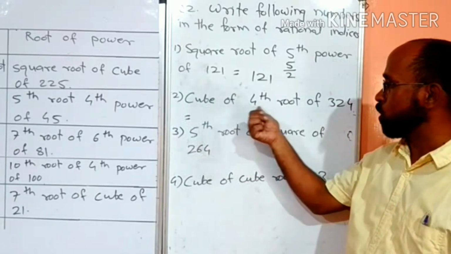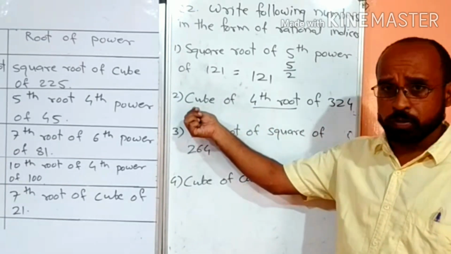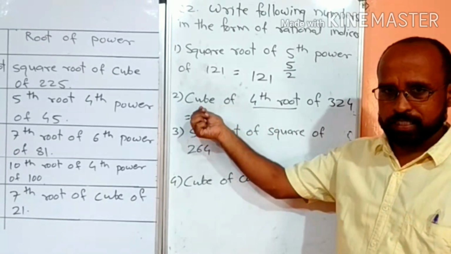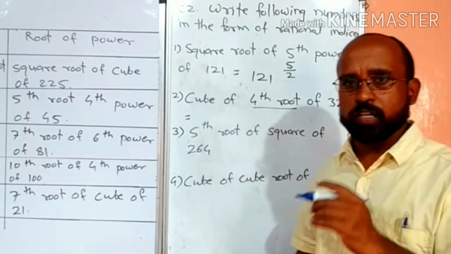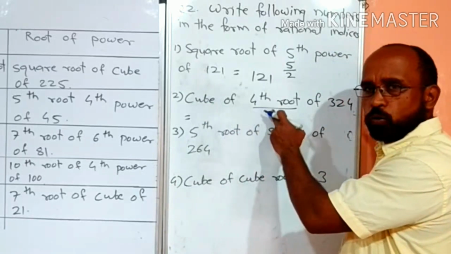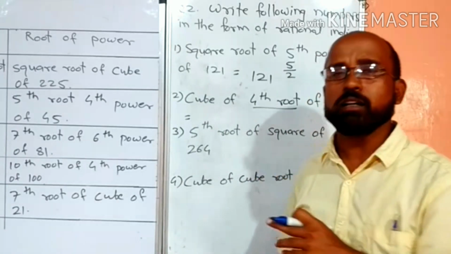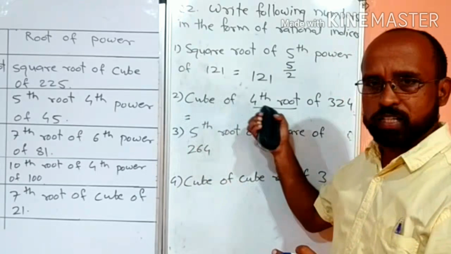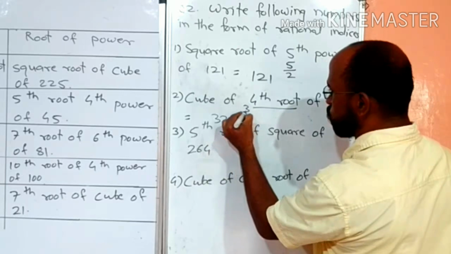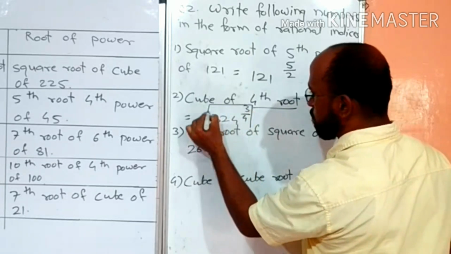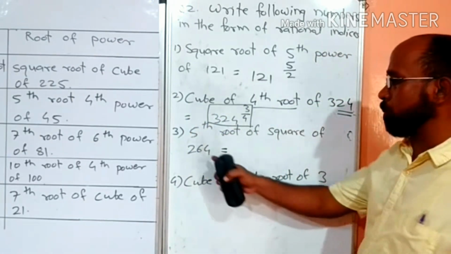Next. Cube of fourth root of 324. So root is 4. Cube of means power is 3. Cube, whenever index is 3, we denote it as cube. So power is 3 and root is 4. Means index will be 3 upon 4. Power comes in numerator and root comes in the denominator. So index is 3 upon 4. And what is the base? 324. So we can write it as 324 raised to 3 upon 4. Clear, friends?